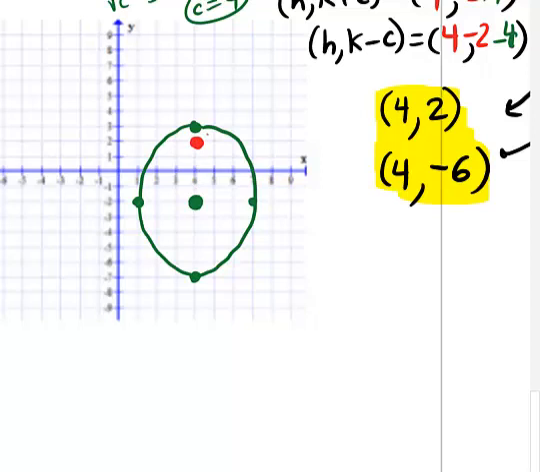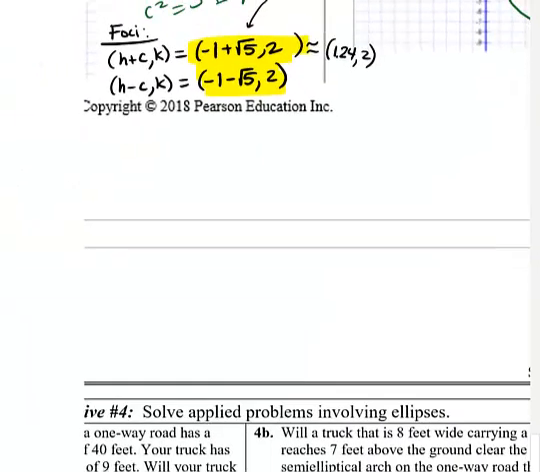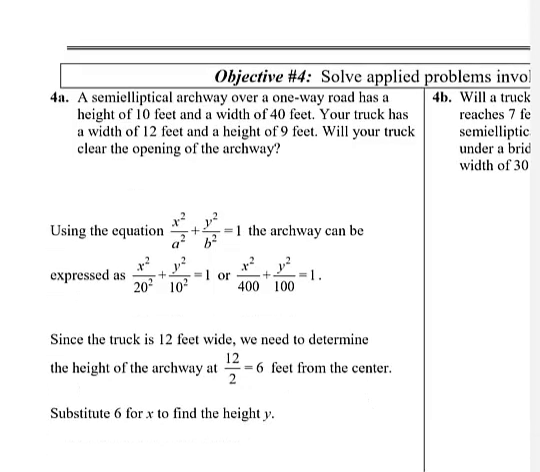It should be above and below the center if it's a vertical ellipse, so that's good. And then (4, -6), which is here. Yep, that looks about right. Not that they asked us to plot the foci, but it helps you check your answer if you plot them.